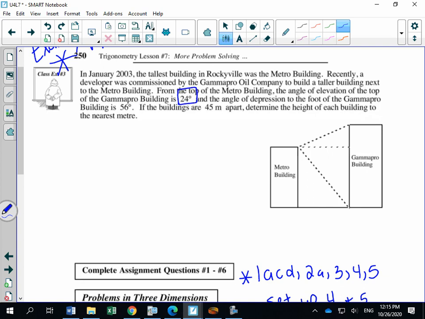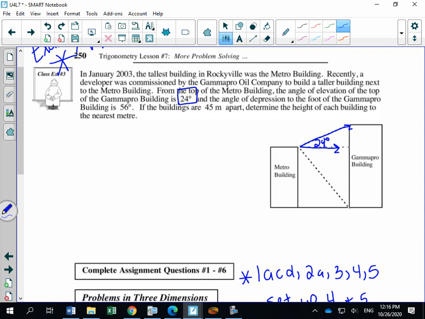See if you could figure out where that goes. That's the first thing. Can you figure out where the 24 degrees goes? So from the top of the Metro, you could look straight ahead, or you could look up at the top of the Gampero. Remember, it's always measured from the horizontal. So you could look straight ahead, or you could look up. That is 24 degrees.